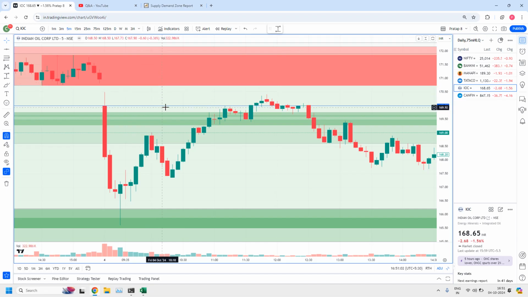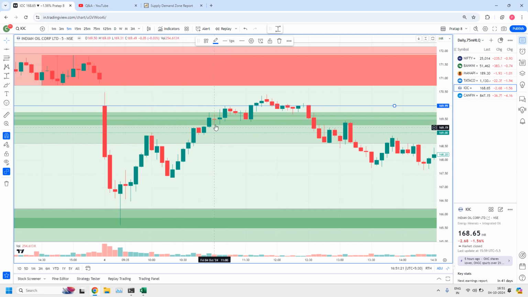So what could be our profit now? The blue color line reached here. At what candle did it reach? Morning 11:10. At what candle did you take the entry? 9:30. So almost 1.5 hours, or 1 hour 40 minutes, you completed the trade.